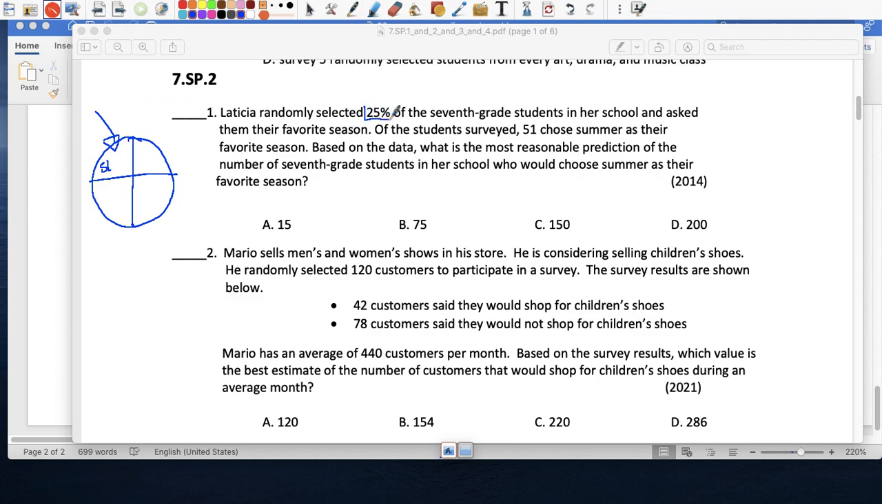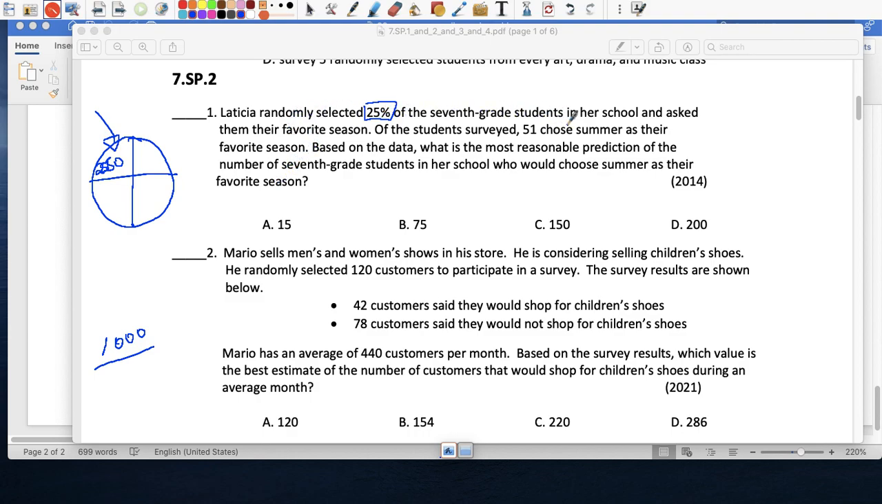25%, I don't know how many kids that represents, because a school could have 1,000 people, right? If the school had 1,000 people, that means that 25% is 250 kids. There's 250 kids here, and 51 of those kids said summer was their favorite season. So I don't know how to answer this because I don't have that number. Am I reading this wrong?